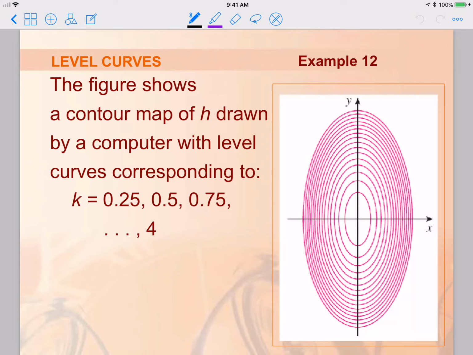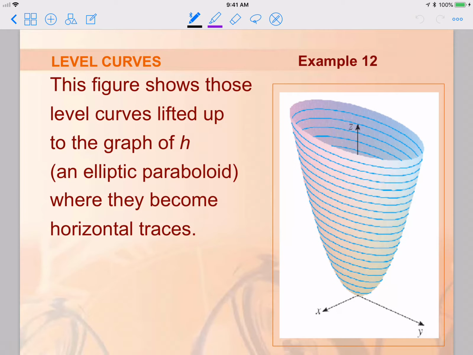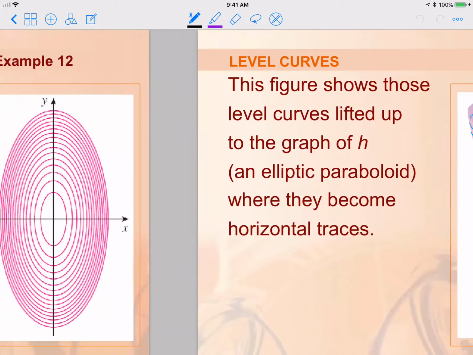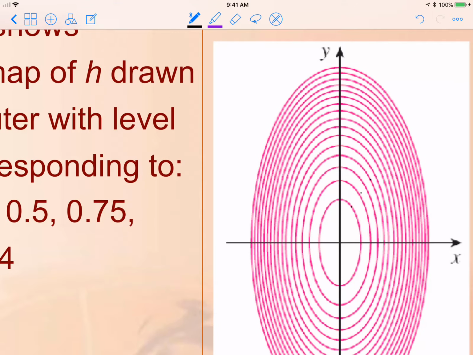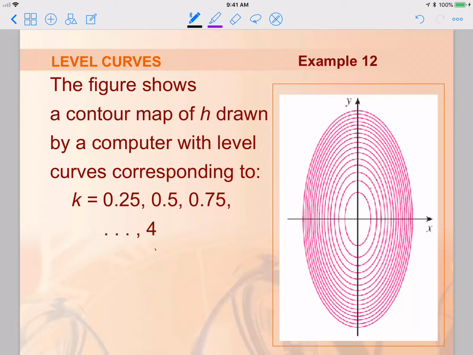So now these level curves are drawn with a computer. And again, remember, if the level curves are really close to each other, that means that the graph is really steep, right? So looking at these level curves, the downside is we don't know the values. So you don't know if your surface is looking like that, or if your surface is looking like that. Does that make sense?